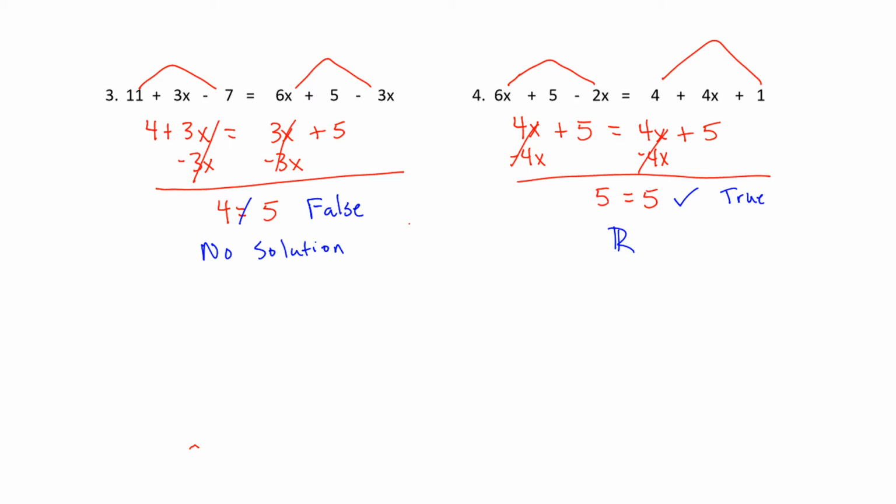So therefore, I have 3 possibilities when I solve an equation. The first possibility, I get one solution, such as x equals 4. Or I get no solution. Or I get all real numbers. So those are the 3 possibilities.